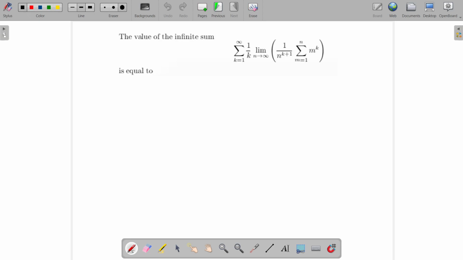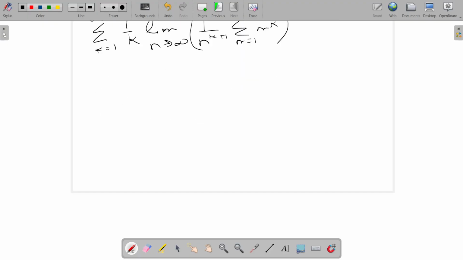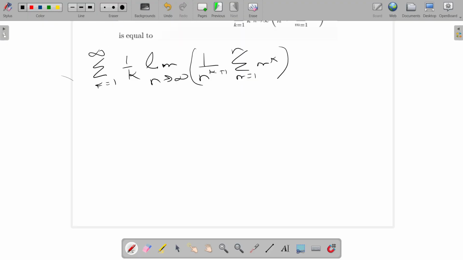So we are given the summation k equals 1 to infinity of 1 by k, times the limit as n tends to infinity of 1 by n to the power k plus 1, times the summation m equals 1 to n of m to the power k. Now to do this, we just take 1 by n to the power k inside. This is actually pretty easy.